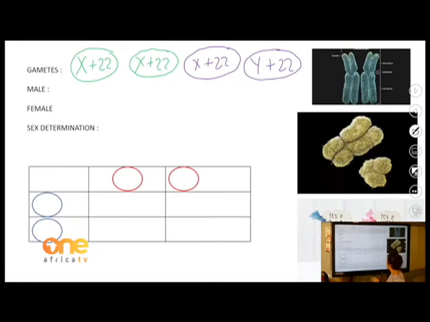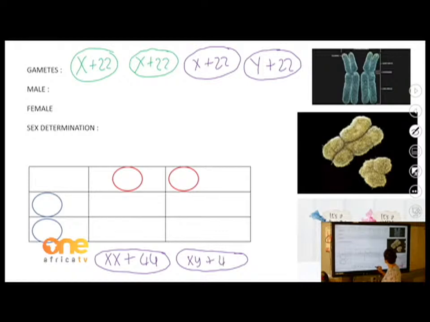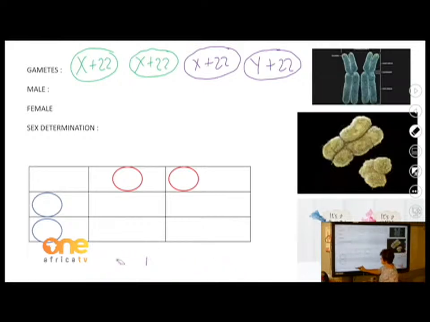But when I want to show a body cell, if it's a female cell, it will be XX plus 44. You agree? And if it is a male body cell, it will be XY plus 44. I hope you understand that one. So I just want to erase this. You see I'm doing revision, right? Good. So this will be female gametes, and the male gamete will look like this.